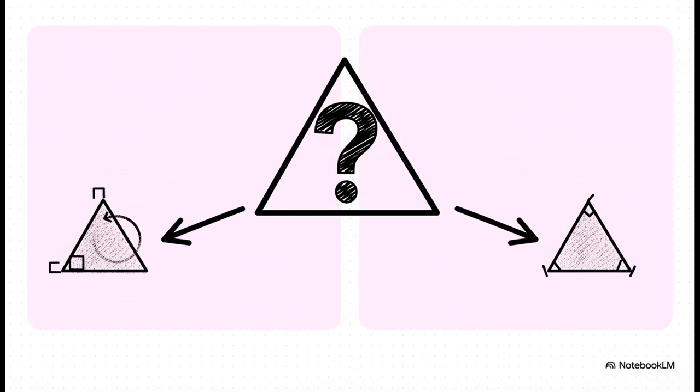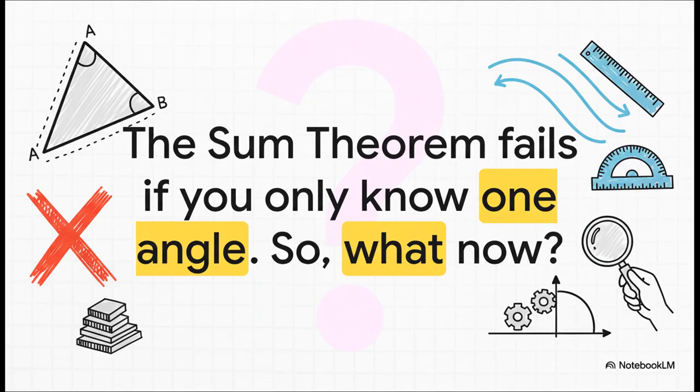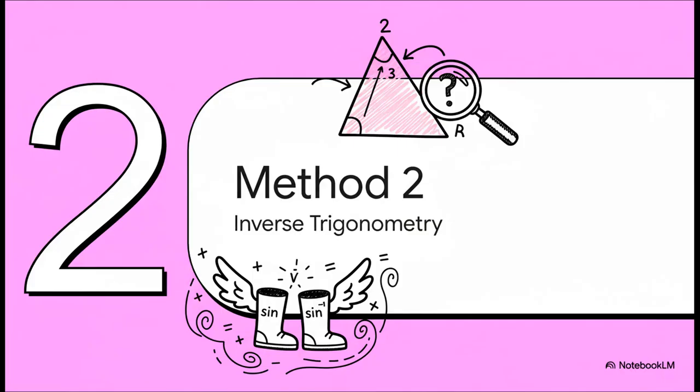So what happens when the problem looks a little different? What if instead of two angles, you only know two of the triangle's side lengths? All of a sudden, our first method is, well, it's useless. We can't add up angles we don't know. This is where we have to reach for a totally different kind of tool, one that can build a bridge between the side lengths and the angles. And that new tool is called inverse trigonometry.